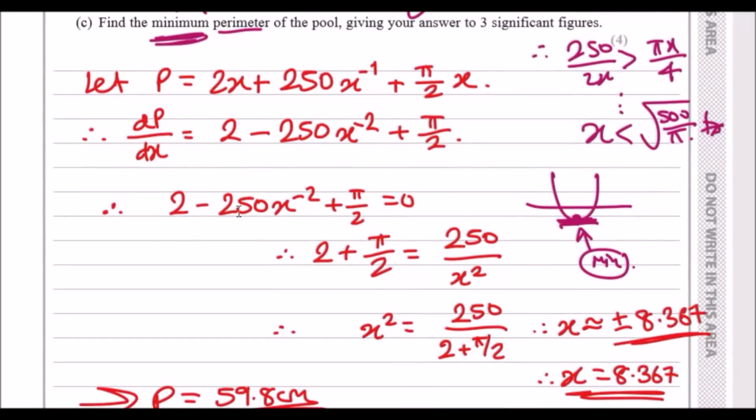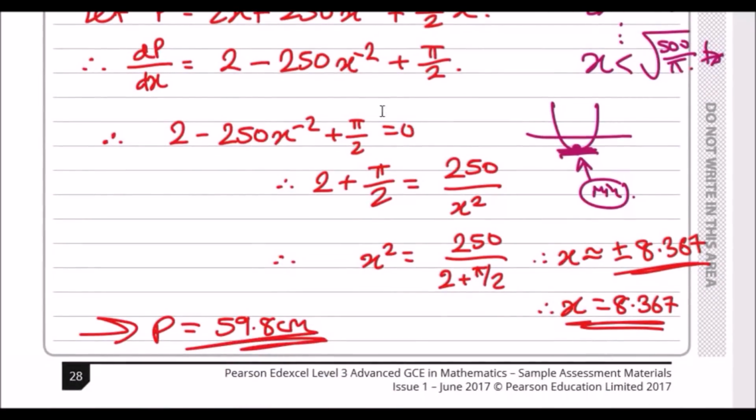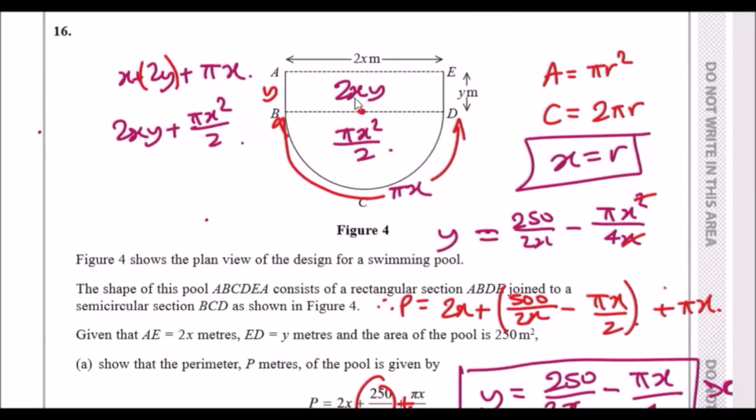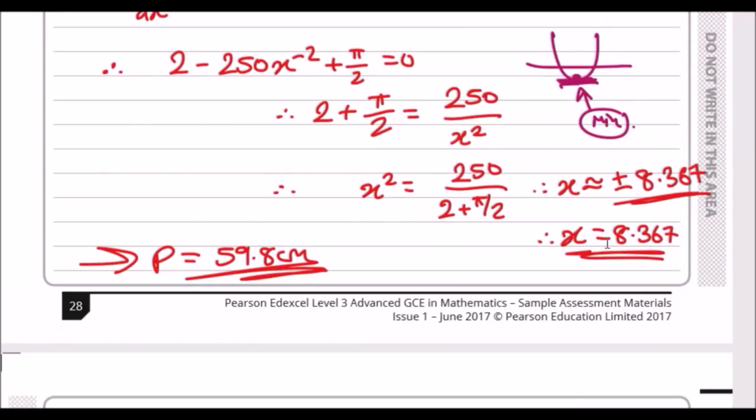If you're not sure how to do this, what I did is plus 250 x to the -2 to the right and convert it back to its usual form, so 250 over x squared. Then I just times x squared across and divided by 2 plus pi over 2 across, like I did here. Smash this in the calculator and then square root. And you should get 8.367, and of course plus or minus. But because we established in part B that x is a length, and because we know shape lengths are always positive, we only keep the positive answer.